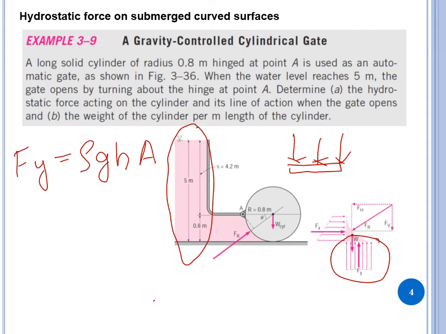give us its pressure. So in that case it is going to be simple, rho g h is going to be 5 times area. And what is going to be the area? It is going to be 0.8 meters times whatever the depth of this cylinder is. So in this way you can find out Fy.